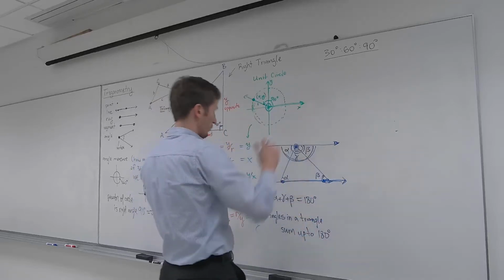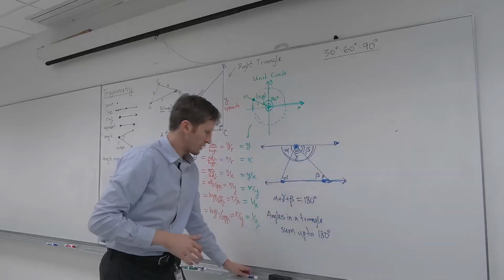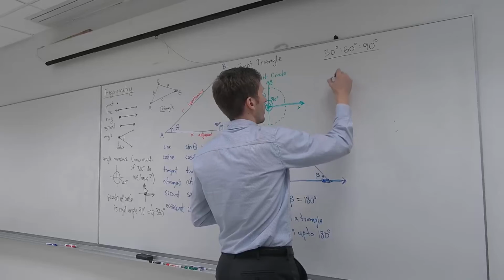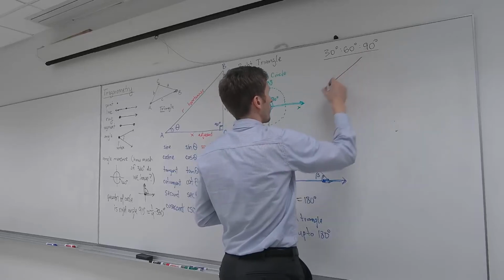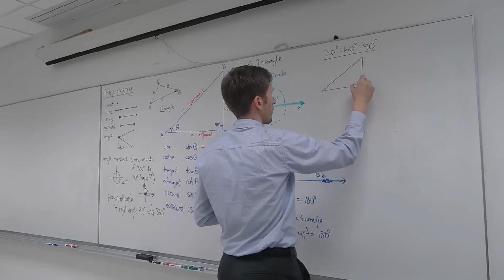The reason I came to that is because you see 30, 60, 90. What I mean by that is we're taking a right triangle with angles of 30 degrees, 60 degrees, and 90 degrees, like that.